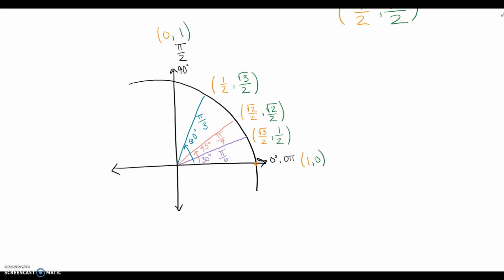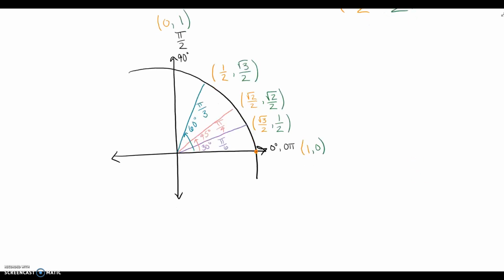So that's the first quadrant, and what that allows us to do is figure out the rest, which we'll talk about in a second, because of our reference angles. And then it also lets us be able to calculate sine and cosine. So if I said, what is sine? Here, we'll do an example. If I said, what is sine of 60 degrees?